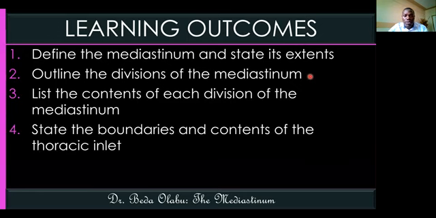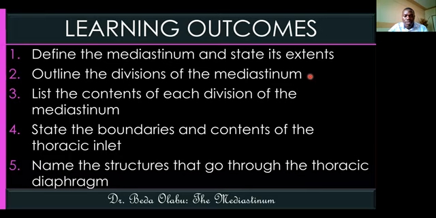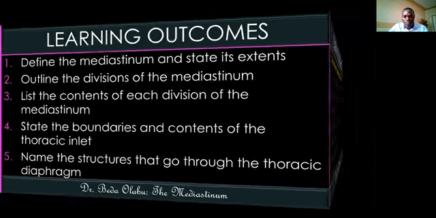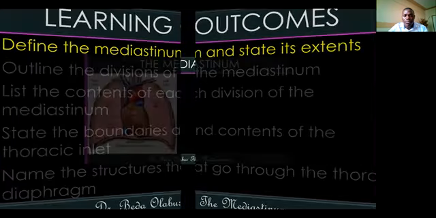Then we'll talk about the thoracic inlet and the structures that go through the thoracic inlet. We'll also talk about the thoracic diaphragm and the structures that go through the thoracic diaphragm. We may have already talked about the thoracic diaphragm when we mentioned the respiratory system. So let's start with the first agenda there, which is to define the mediastinum and state its extents.